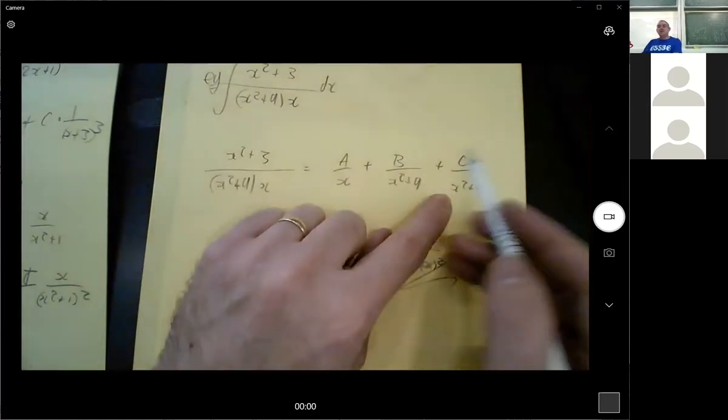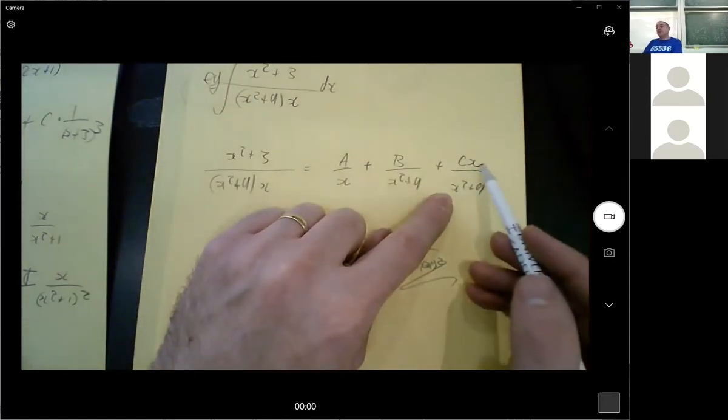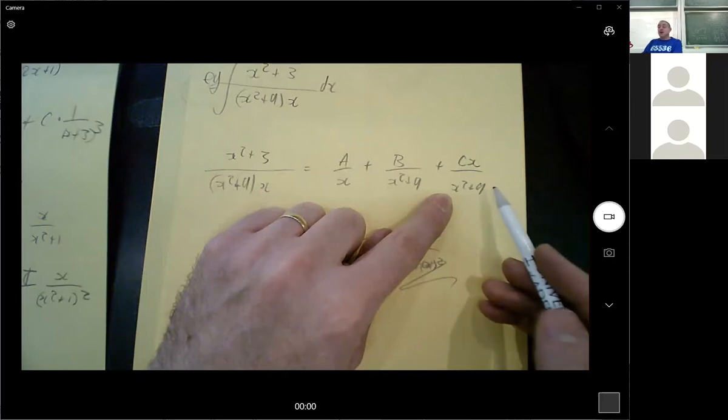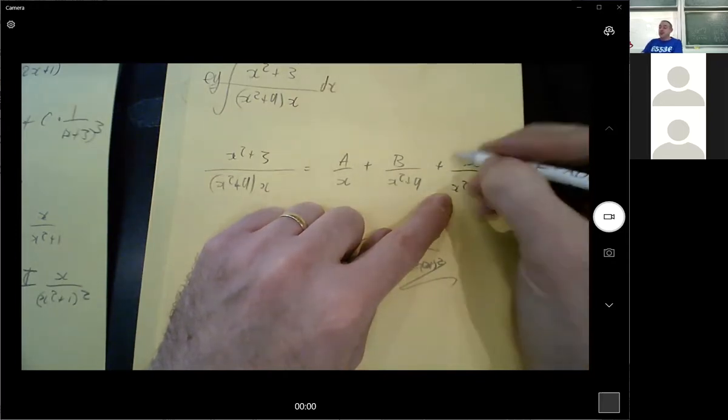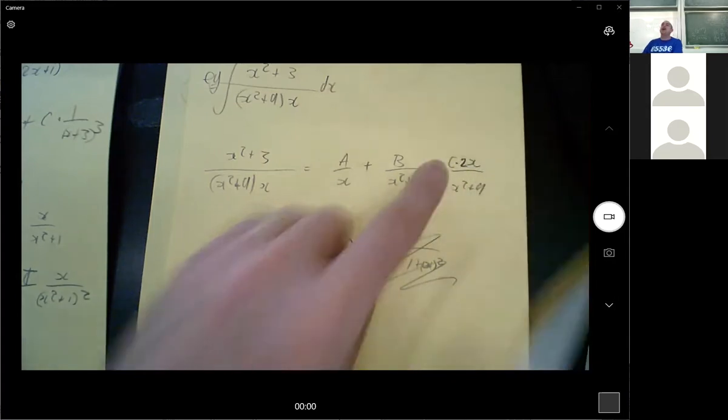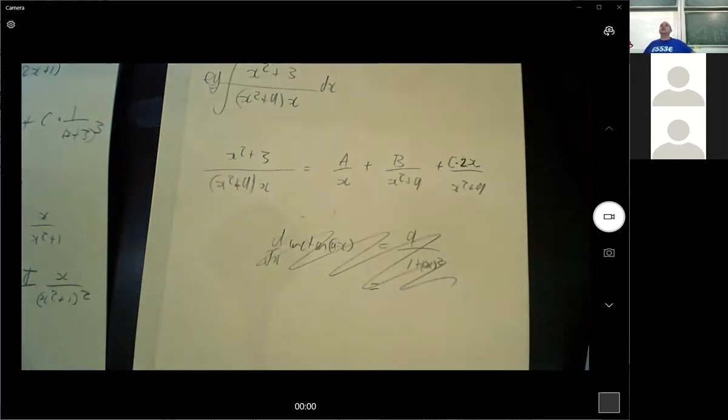However, this one I would do with substitution, because the top is nearly the derivative of the bottom. And if it was the derivative of the bottom, it would be a 2 in this spot. It would be a 2x. So I'm going to say it's c times 2x, and that'll be okay. It'll just make things a little easier later.